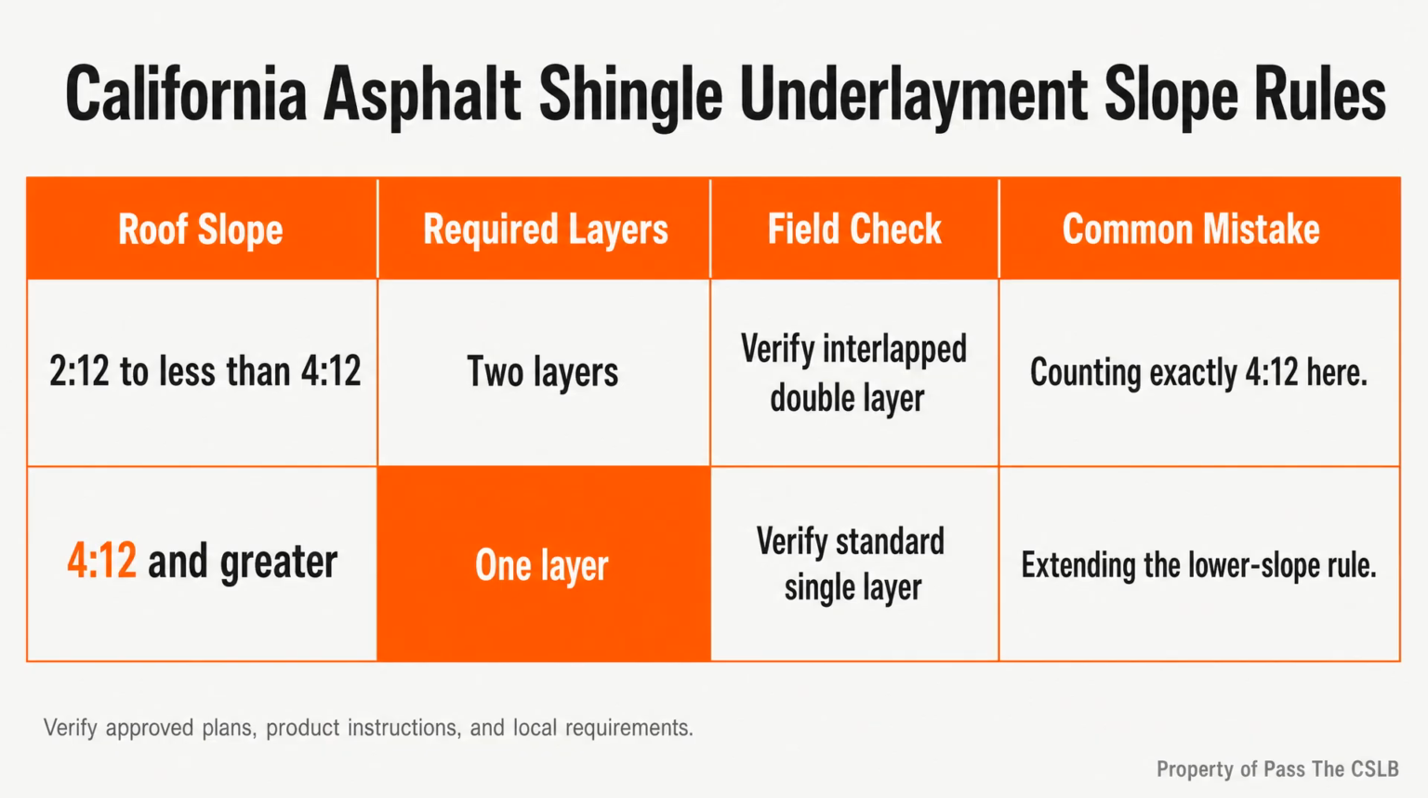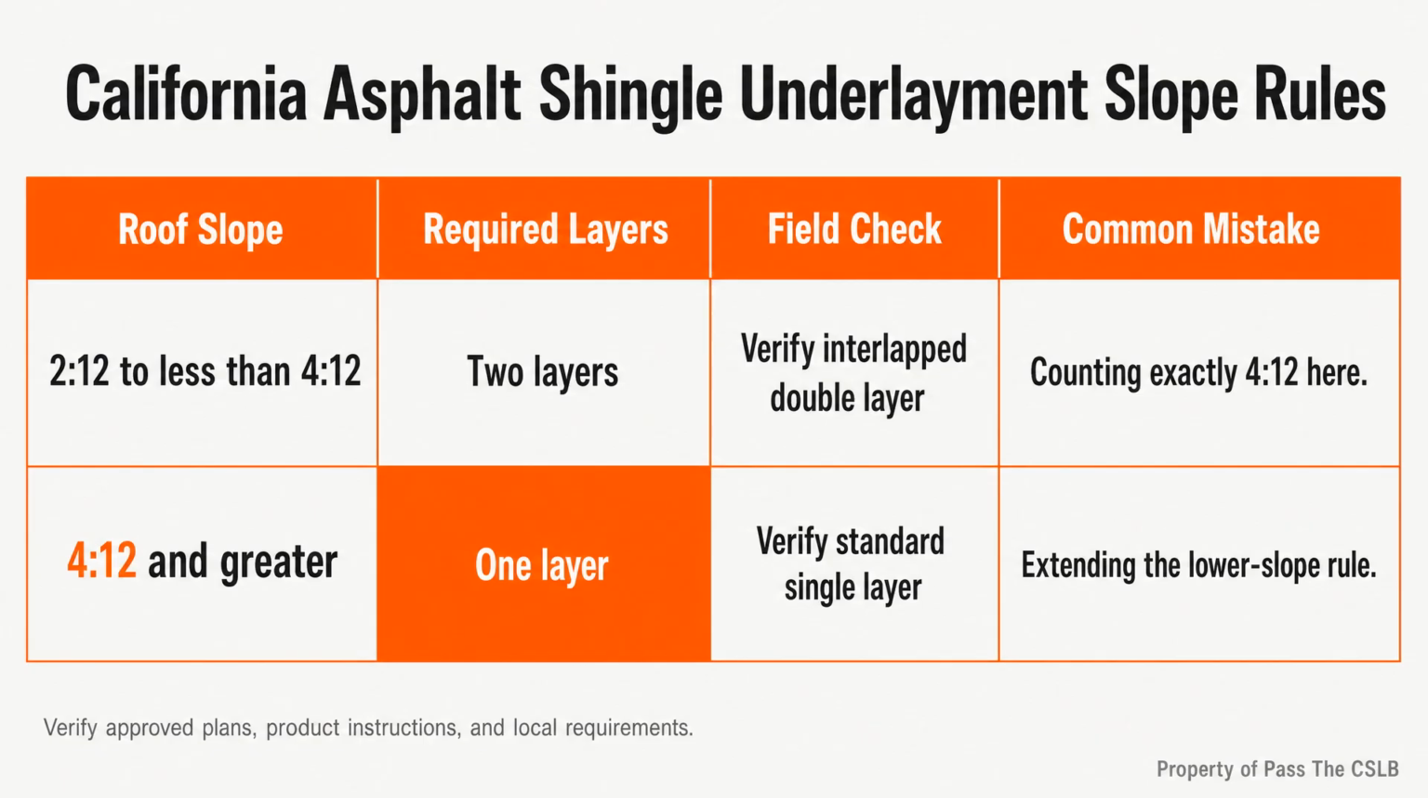Now let's get into it. The roof slope makes the first underlayment decision. If I misread that slope, every roll count and every course that follows can be wrong even when the workmanship looks clean. For asphalt shingles, the dividing line is a roof pitch of 4 and 12.